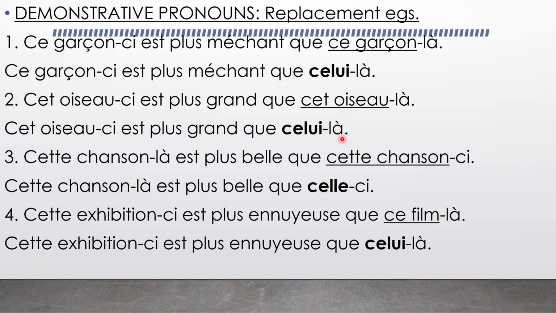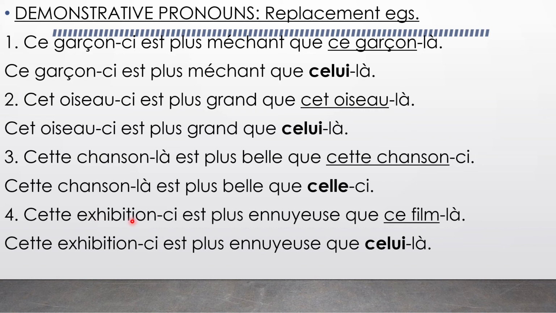Cette chanson-là est plus belle que cette chanson-ci. That song is more beautiful than this song. Can you see là, which means that. Instead of saying this song again, you want to say this one. Cette chanson-là est plus belle que celle-ci, because this is feminine singular. These two are masculine, so you put celui. This one is feminine, so you put celle.